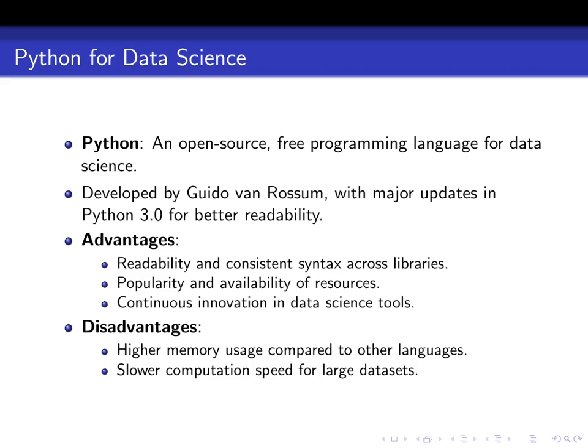Python is a go-to language for data science because it's open source, free, and was developed by Guido van Rossum, with significant readability improvements in Python 3.0. Python's advantages include its readability and consistent syntax across libraries, its widespread popularity making resources plentiful, and the continuous innovation in data science tools. However, it does have some drawbacks like higher memory usage and slower computation speed for large datasets compared to other languages.